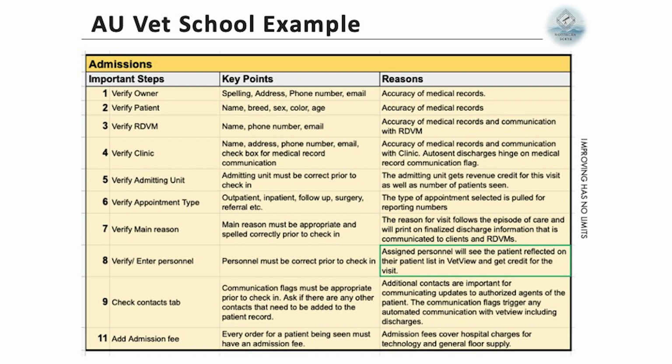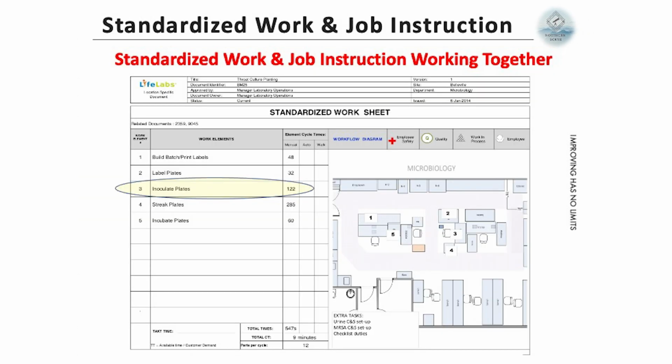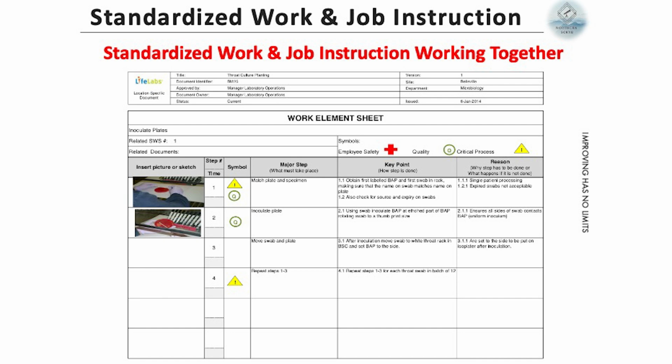And all four processes had what we call the job instruction. And the difference between job instruction and standardized work: job instruction is for training, standardized work is to confirm we're following a process. Okay.